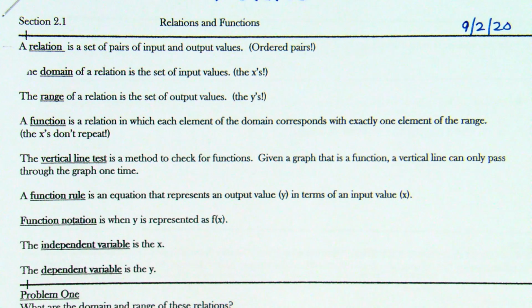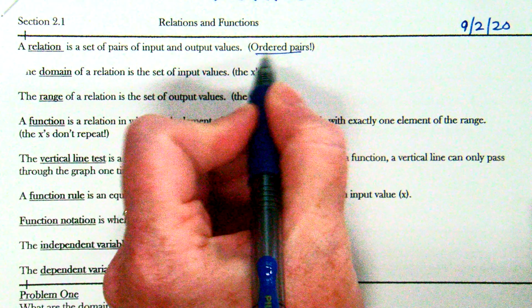It's not all of it really. So, a relation, first word up there. A relation is a set of pairs of inputs and output values. A lot of what we're going to be working with today are sets of ordered pairs. And a set of ordered pairs is known as a relation. Whether or not it is or is not a function, it's a relation.